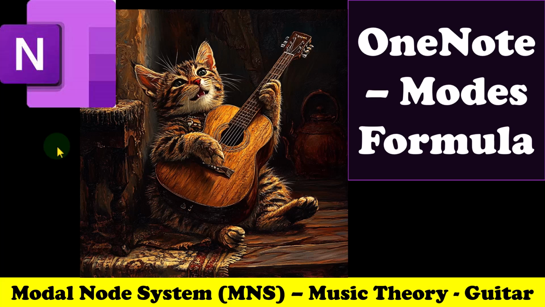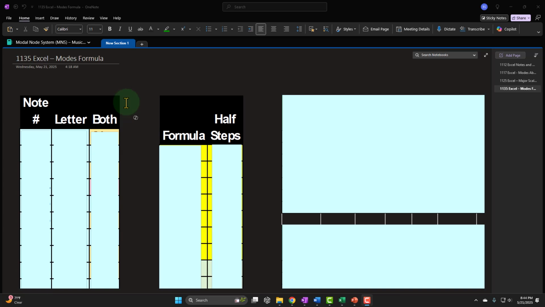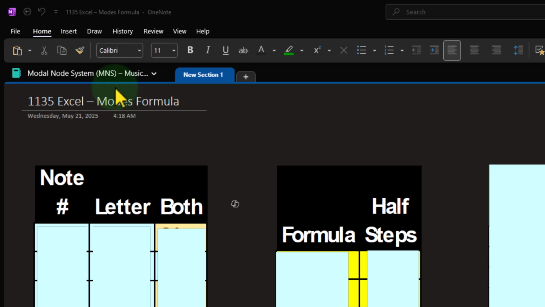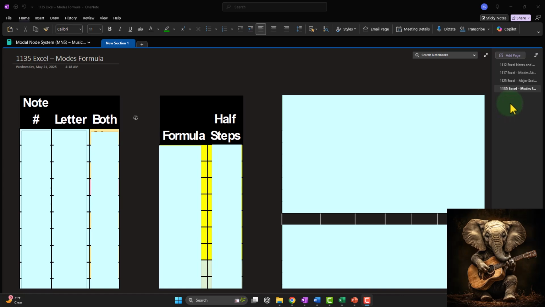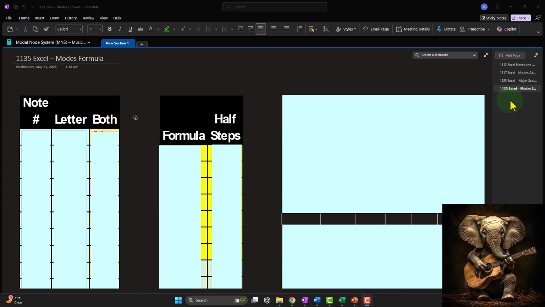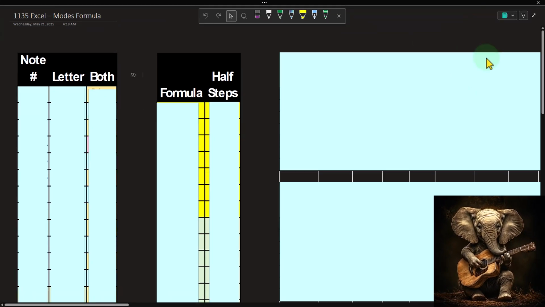So get ready and some coffee, because although we're playing with just one note, it's a beautiful note. You're not required to, but if you have access to it and would like to follow along, we're currently in the OneNote file of the modal node system, MNS presentation 1135 Excel modes formula. One of only 4 presentations we have thus far, but we plan on adding plenty more shortly.